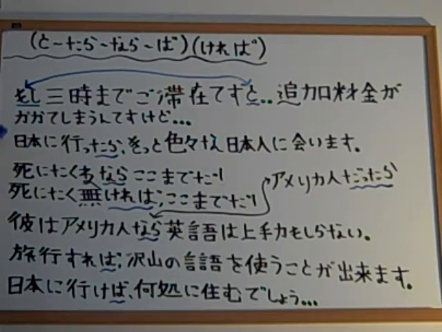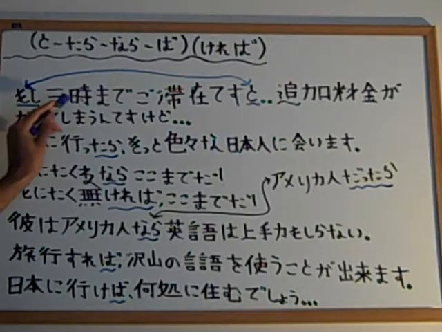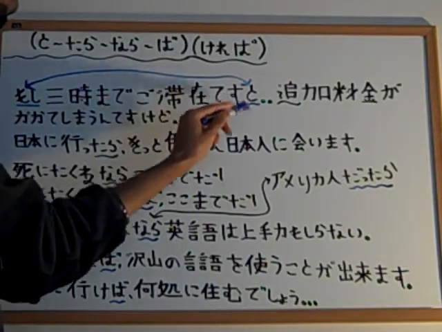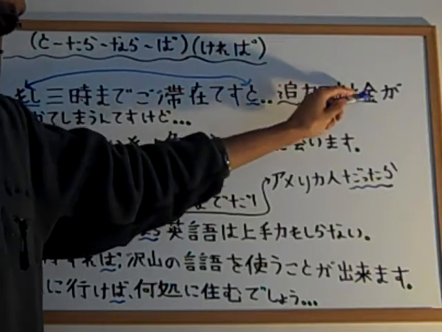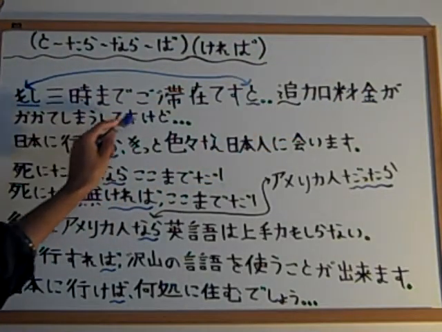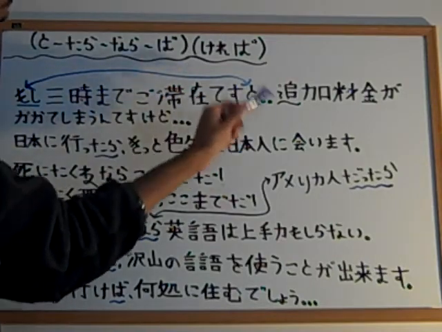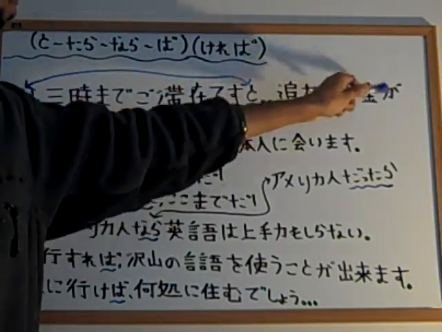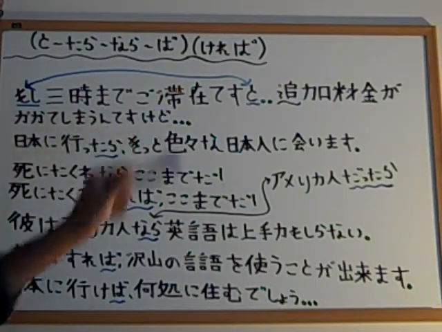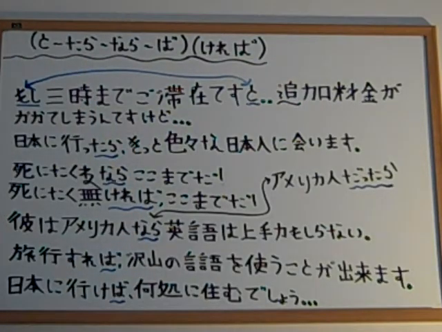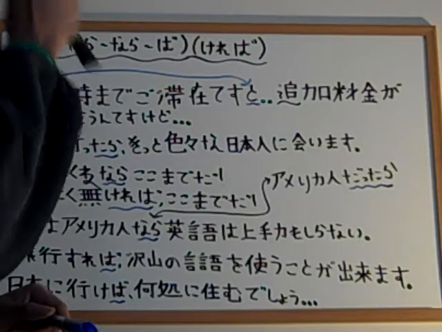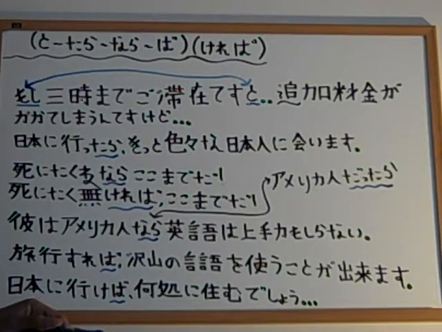So in this example, we have: moshi sanji made go taizai desu to tsui karyokin ga kakate shimau desu kedo. This is from a dialogue from one of my Japanese books. I was shadowing it, and I remember this was from one of those dialogues.